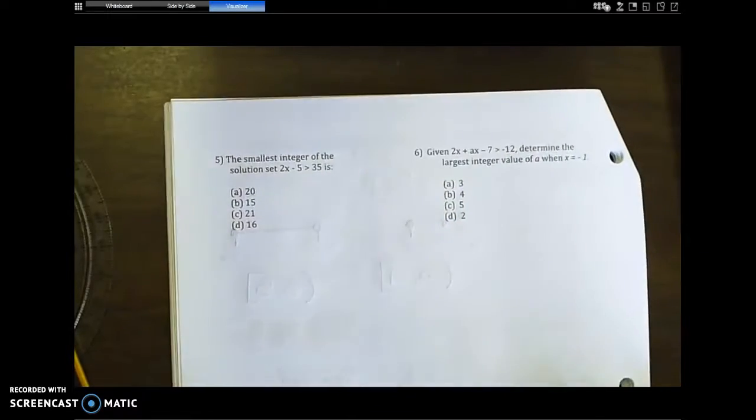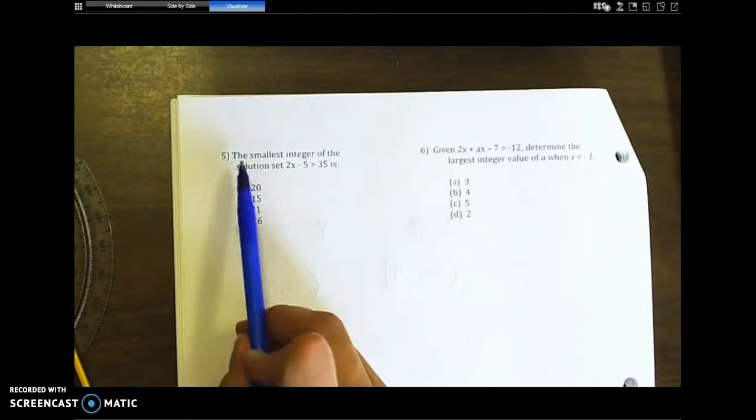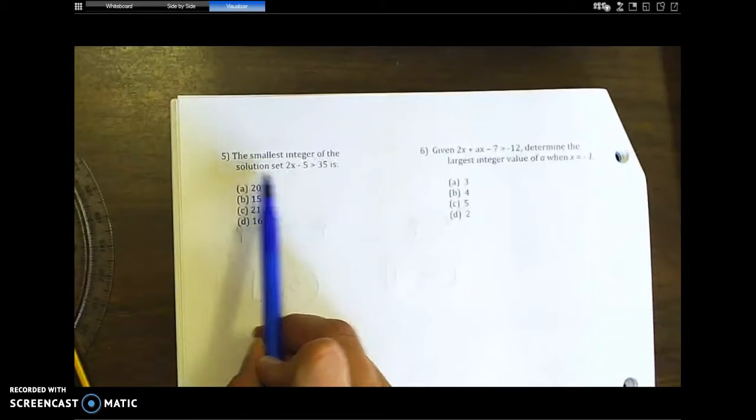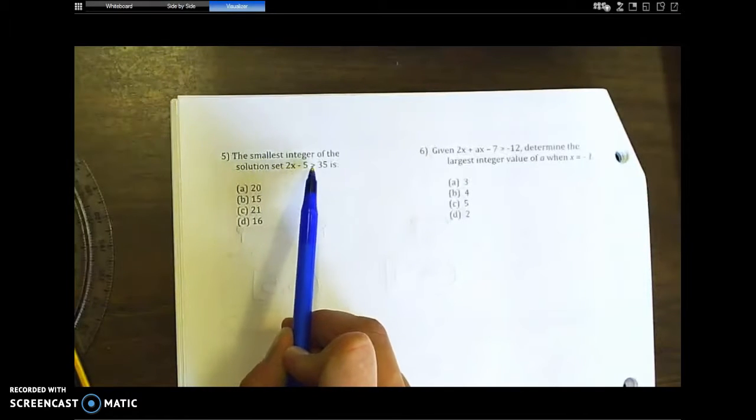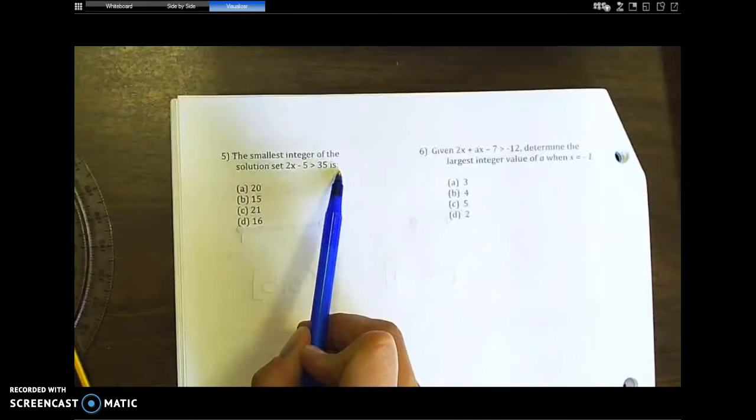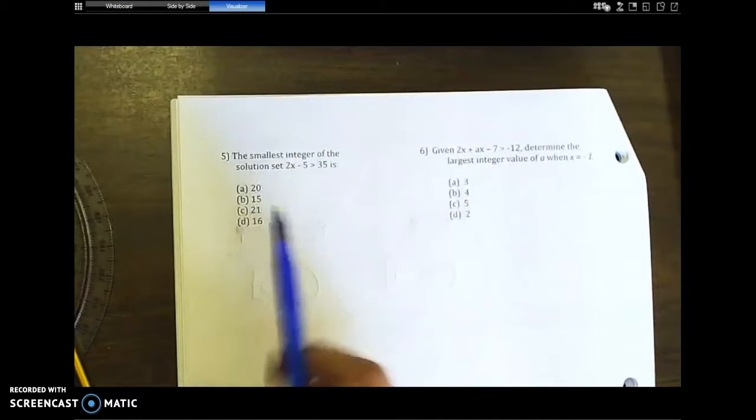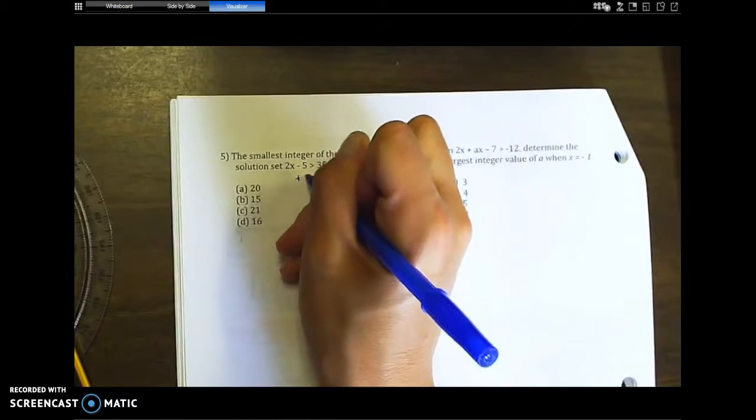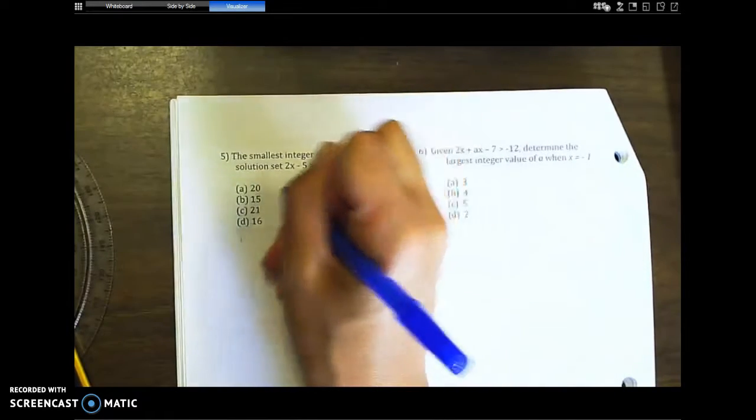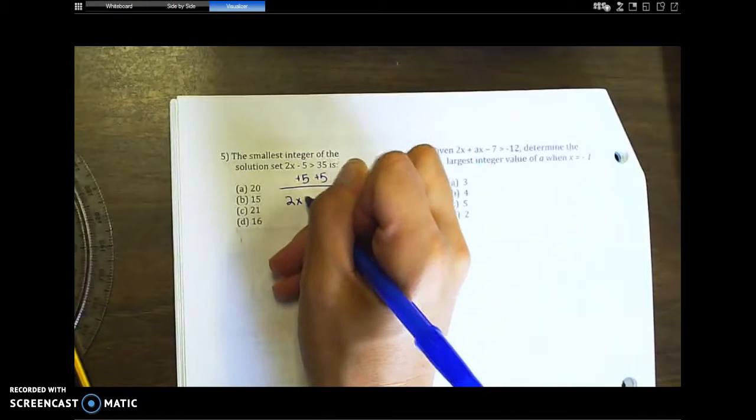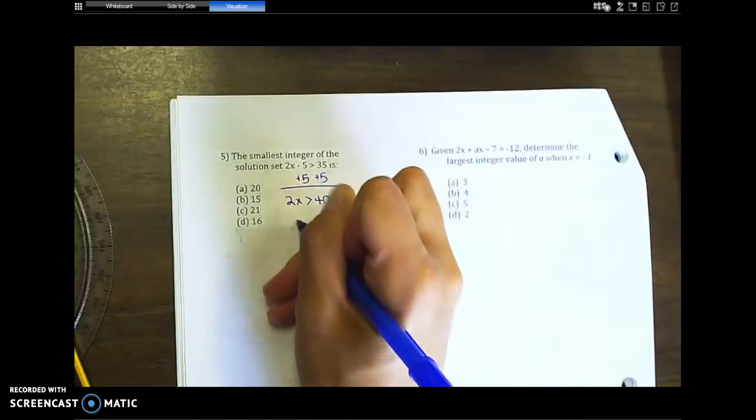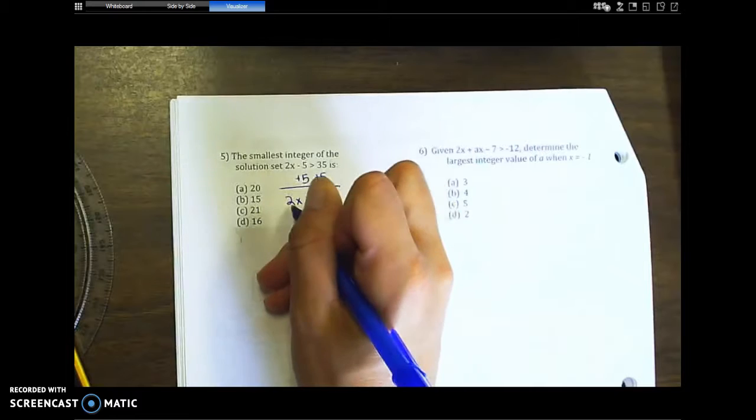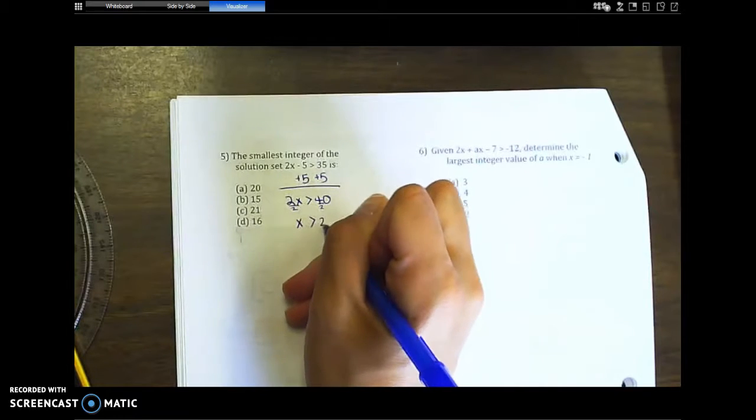Okay, so let's take a look now at number 5. The smallest integer of the solution set, 2x minus 5 is greater than 35, is. All right, so this is multiple choice. So what we want to do is solve for x first. So I'm going to add 5. So 2x is greater than 40. So then x has to be greater than, we're going to divide by 2, 20.